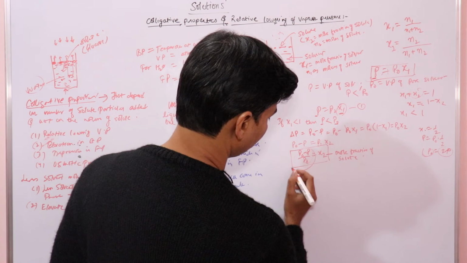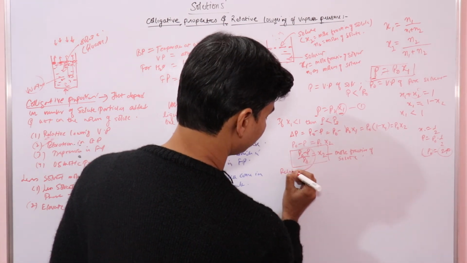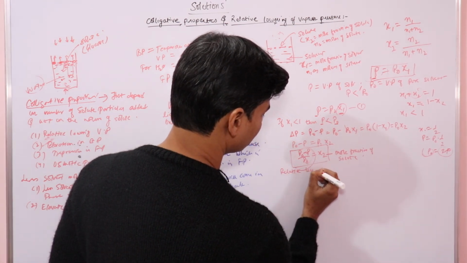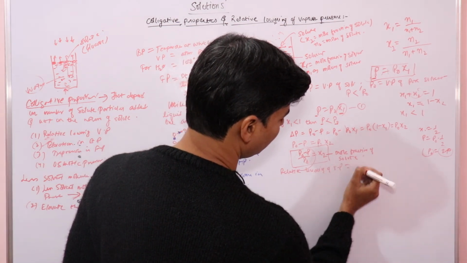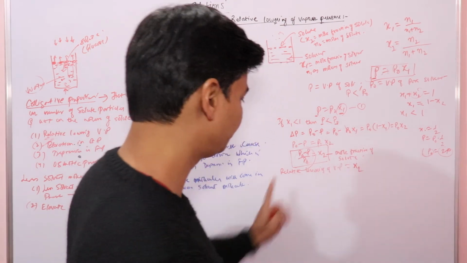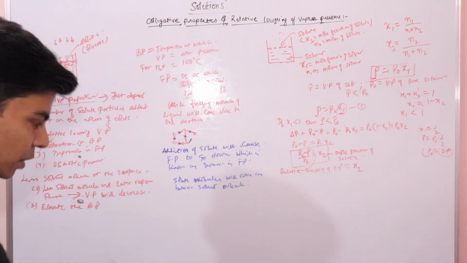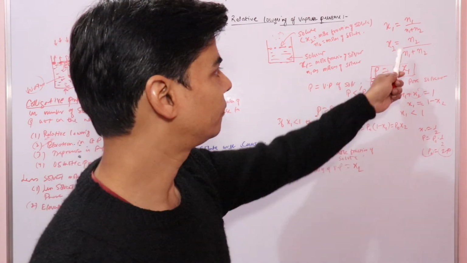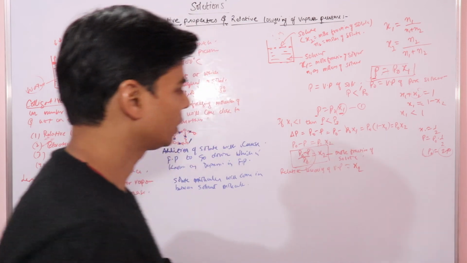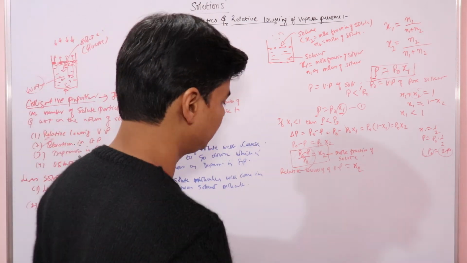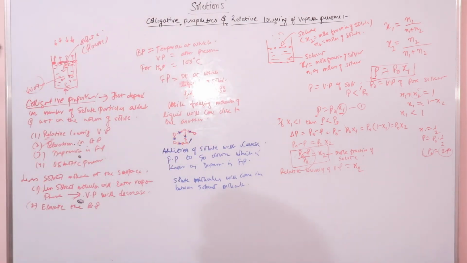This is your relative lowering of vapor pressure, which is equal to the mole fraction of solute, x2, right? Now we know x2, if we calculate the value from here, x2 is the mole fraction, and we know from the above formula that the mole fraction is n2 upon n1 plus n2, right?